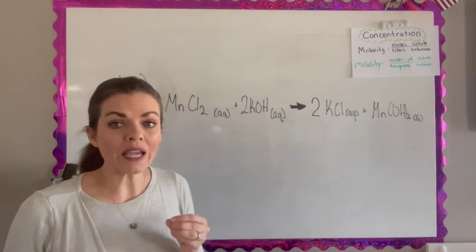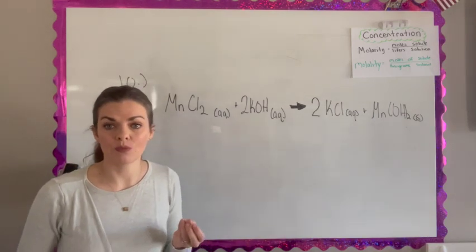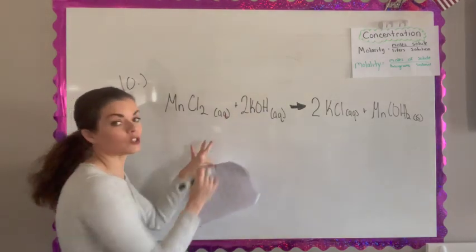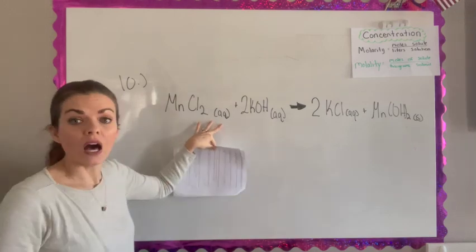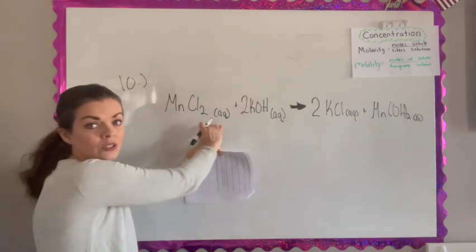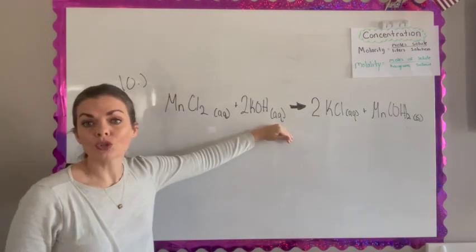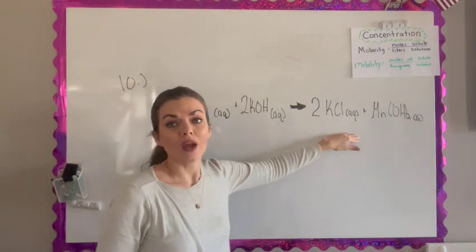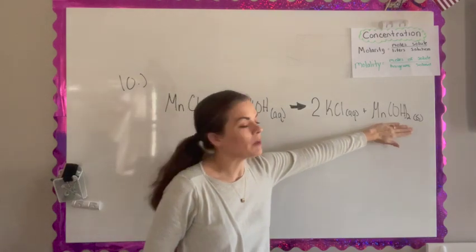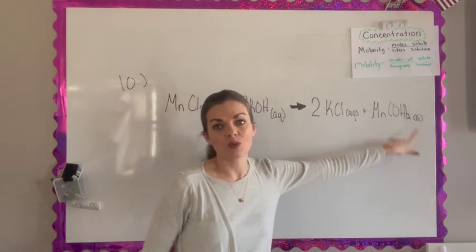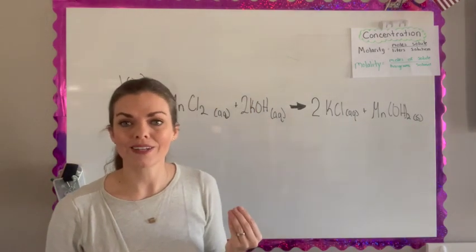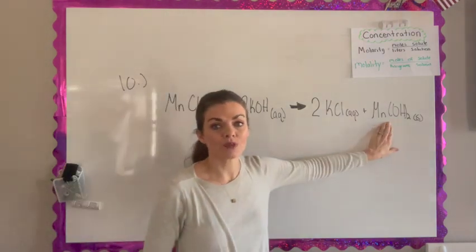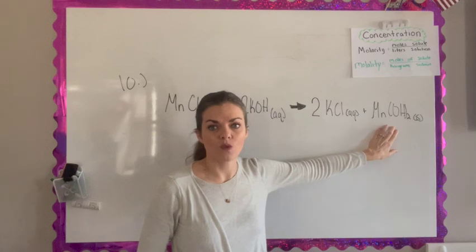And so I am going to pay attention to phase symbols for this. Phase symbols are these: AQ, which means aqueous. So we have a solution in water, we have another solution in water, and we produce potassium chloride in water, and then magnesium hydroxide, and its phase symbol is an S, so it is a solid. So I can know that magnesium hydroxide is my precipitate. So yes, this does form a precipitate.